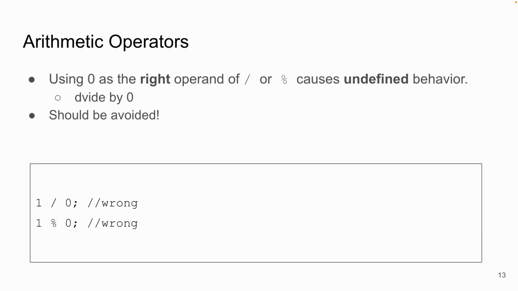And we will talk more about undefined behavior in a later slide. But now what you should know is that we should avoid any chance that our program can generate something that is undefined behavior. So please don't write something like this in your code.